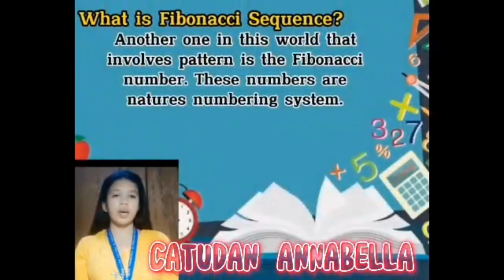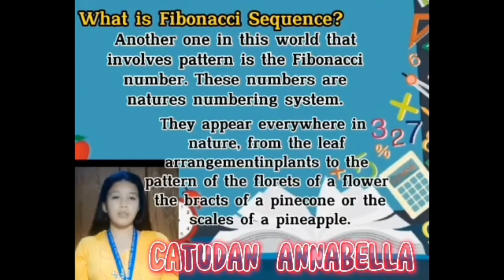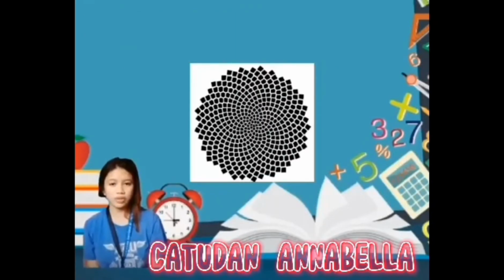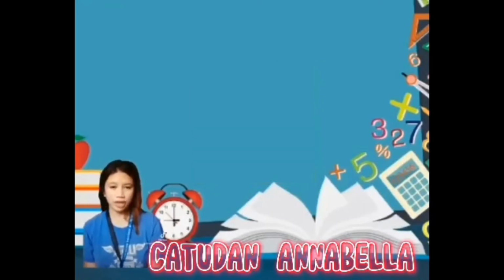Fibonacci sequence. Another one in this world that involves pattern is the Fibonacci number. These numbers are nature's numbering system. They appear everywhere in nature, from the leaf arrangement in plants to the pattern of the florets of a flower, the bracts of a pine cone, or the scales of a pineapple. Seed heads. The sunflower seed pattern used by the National Museum of Mathematics contains many spirals. If you count the spirals in a consistent manner, you'll always find a Fibonacci number.